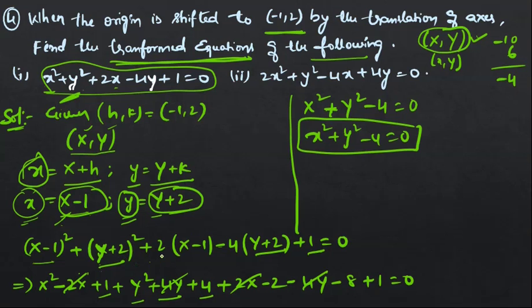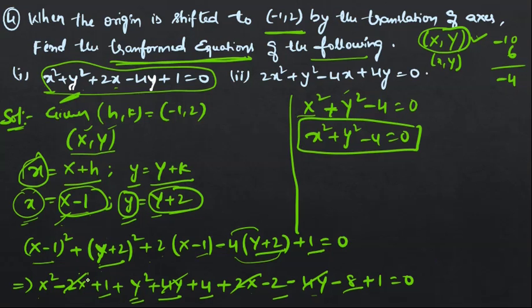Now if I multiply this, 2 into X is 2X, minus 2 into 1 is minus 2. Similarly, minus 4 I should multiply with this. So minus 4 into Y is minus 4Y. Again 4 into 2 is 8, minus 8. Minus into plus is minus 8. Plus 1. So here we should simplify this. We should add the like terms here. See, X square is only 1, so I'll write X square as it is. Then Y square is also only 1, so I'll write Y square as it is.